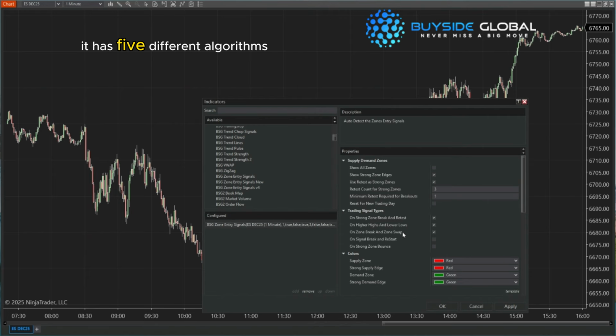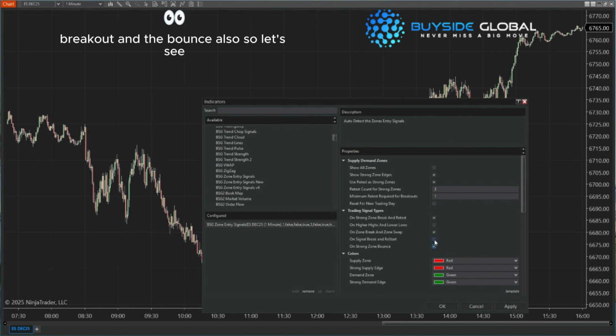It has 5 different algorithms. The one we're talking about, remember that breakout and retest, that's the first algorithm. The second one is just higher highs, higher lows. In this context, I'm going to uncheck it, because that's only for when the market is moving very, very fast and we want to find every pullback. In this case, I recommend breakout and retest, and breakout and swap, or even sometimes I like to do the breakout and bounce also. So let's see.